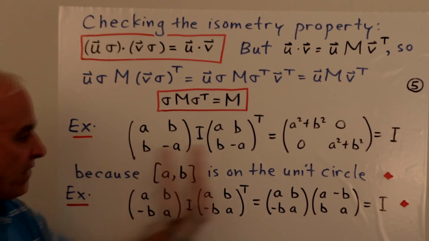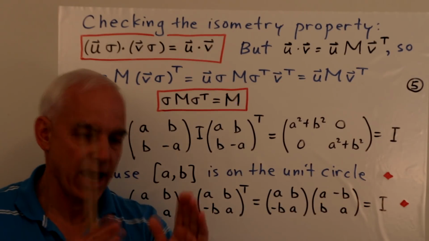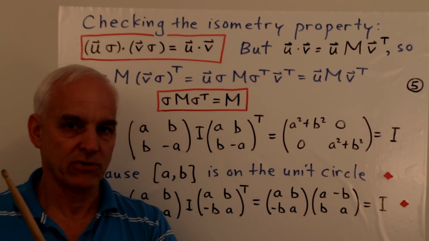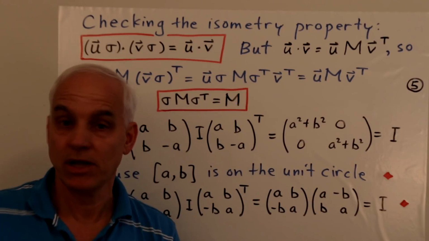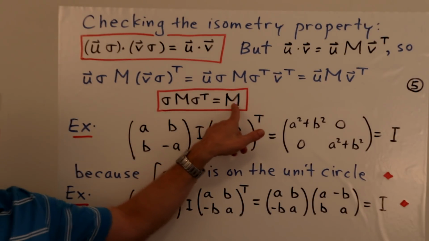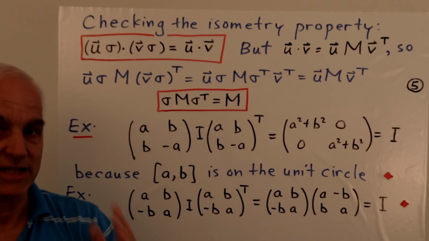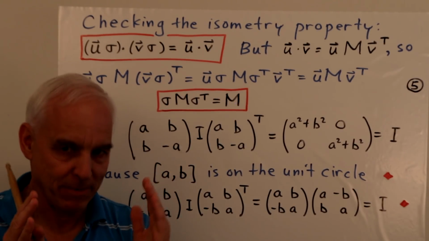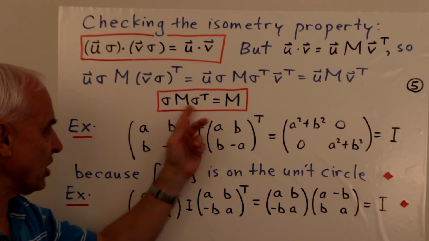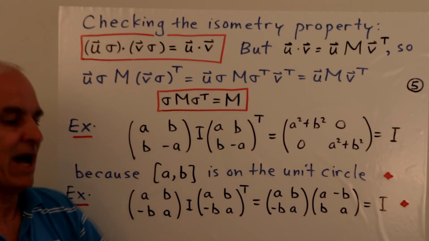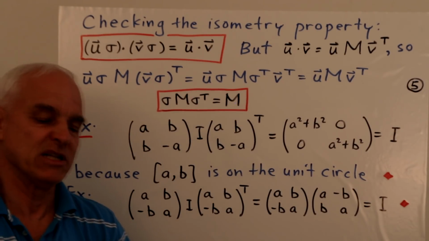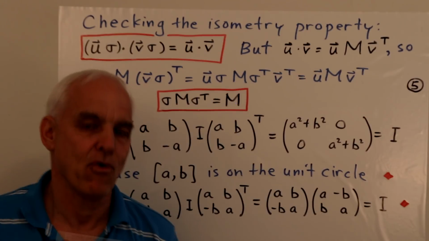So this is a straightforward way that allows us to check that any 2 by 2 matrix does represent an isometry with respect to a quadratic form or bilinear form given by some symmetric matrix M. So you have the symmetric matrix M, and then this is the condition for a 2 by 2 matrix to be an isometry with respect to that quadratic form.